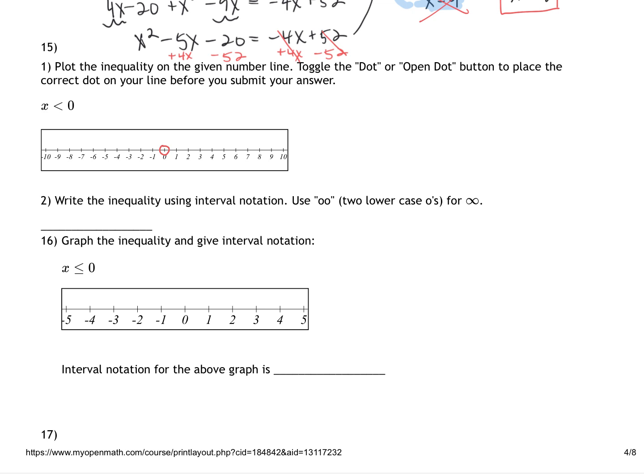Since it's a less than, you're going to be shading to the left. Open dots are associated with parentheses. So since it goes to the left forever, your interval notation would be negative infinity. Infinity and negative infinity always get a parentheses, and it goes to 0. 16, I guess I can do it really quickly. This would be a closed dot because of the or equal to. It's still to the left. So this would be negative infinity to 0 with a bracket.